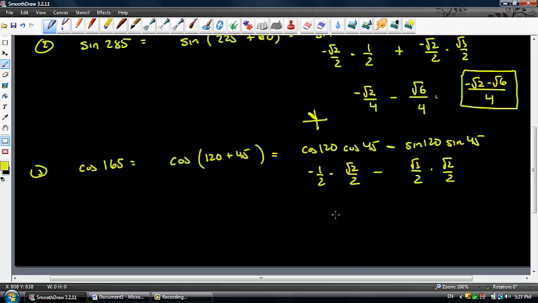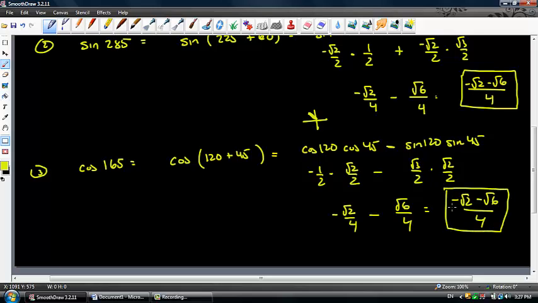So what you get is negative root 2 over 4 minus root 6 over 4. Kind of the same answer there. That's kind of neat. Negative root 2 minus root 6 all over 4. Kind of cool. All right, let's get started with the second part of the lesson.